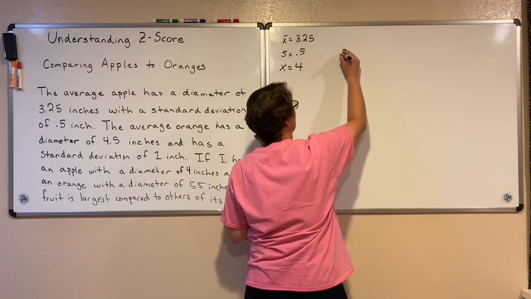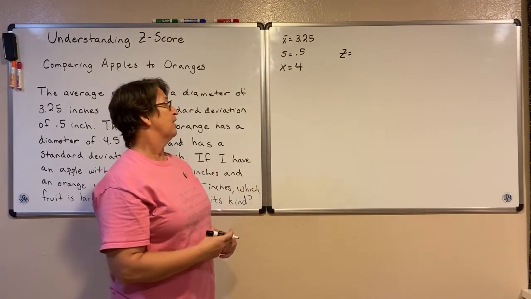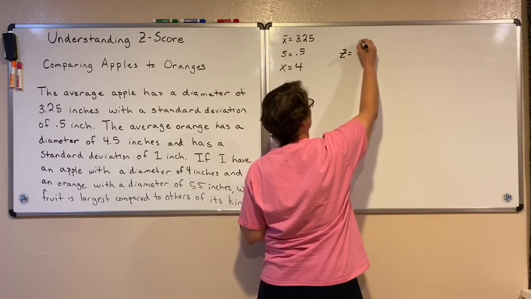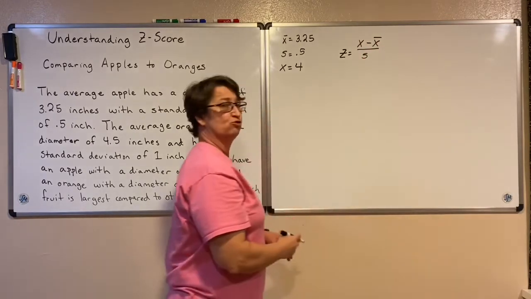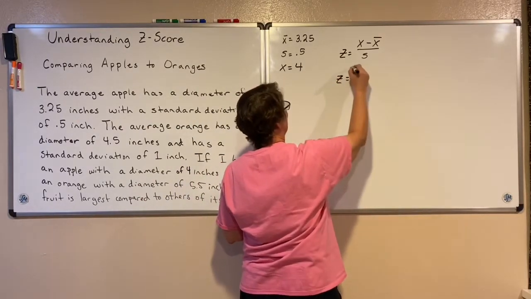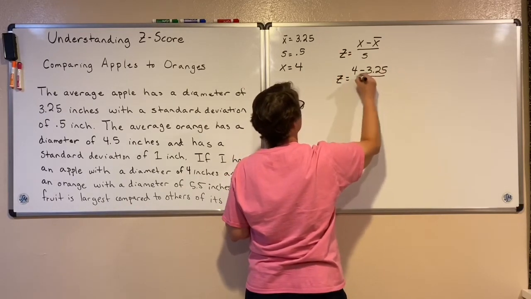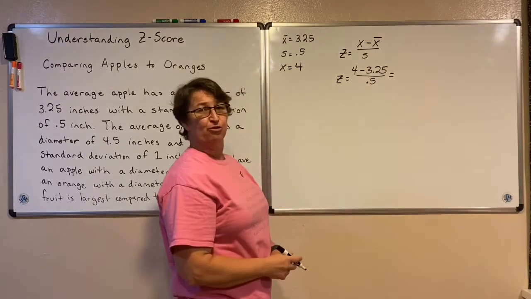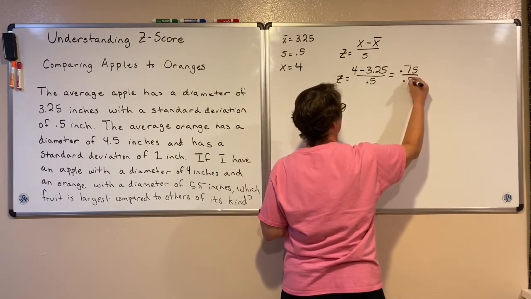So we're going to use our z-score to help us find out how many standard deviations it is above the mean. Remember, with our z-score, we take its z-score is equal to the data value minus the mean divided by the standard deviation. So I'm just going to fill in my values here. So my z-score, well, my data value minus my mean divided by that standard deviation. So for an apple, 4 minus 3.25 is 0.75. I'm going to divide that by 0.5.